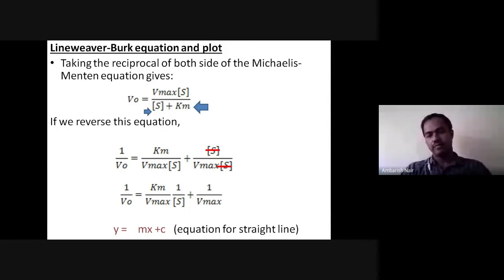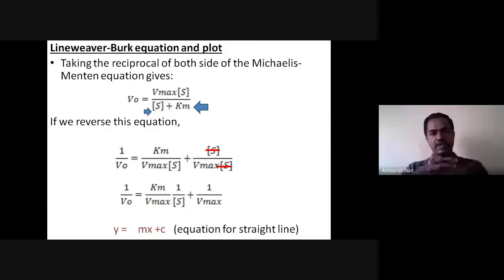If you look at this equation, it is in the format of a straight line, Y is equal to mx plus c. That means there is a slope and there is an intercept. I hope you are getting it. It's very simple mathematics. Y is equal to mx plus c is the equation for a straight line.